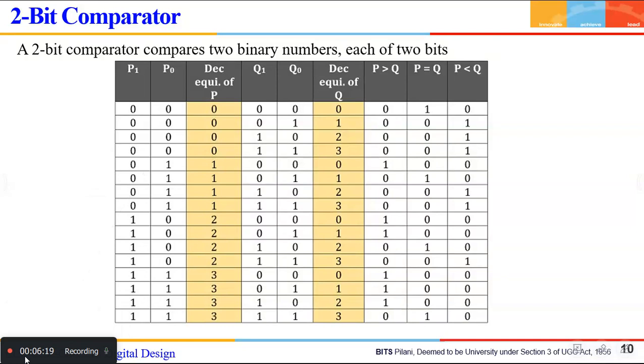Yes or no? 4-bit means you will have how many inputs? Tell me. 8 inputs. How many variables will be there? 8 variables. For 8 variables, what will be the size of the Karnaugh map? It is impossible.